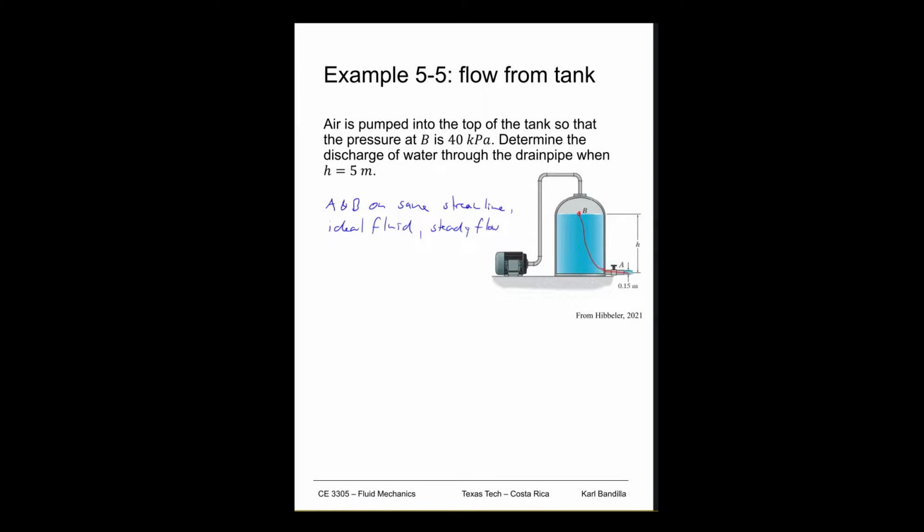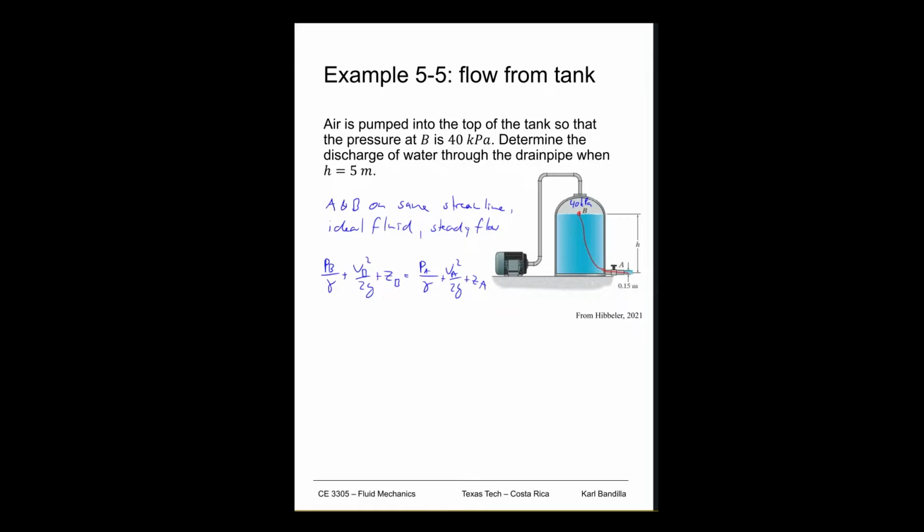So maybe we'll go and write our Bernoulli's equation here, right? If we start at B, we can say PB over gamma plus VB squared over 2g plus ZB, and that would be equal to PA over gamma plus VA squared over 2g plus ZA. Just about fits in there. Excellent. Now let's go through and figure out what we have, right? We know what PB is, right? It's given to us as 40 kilopascals, that we know.